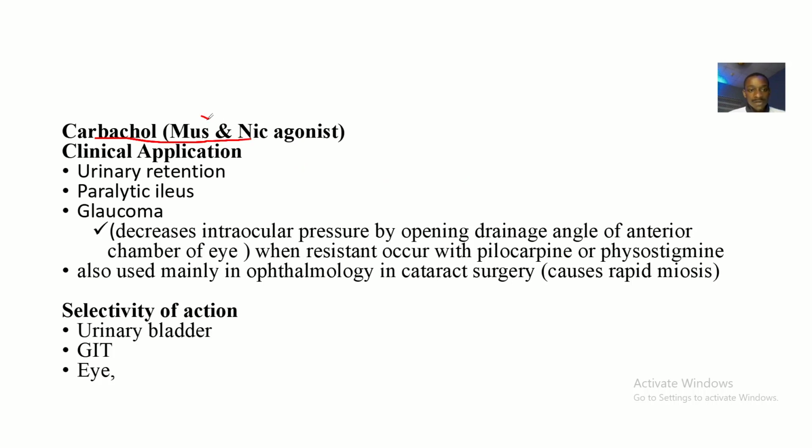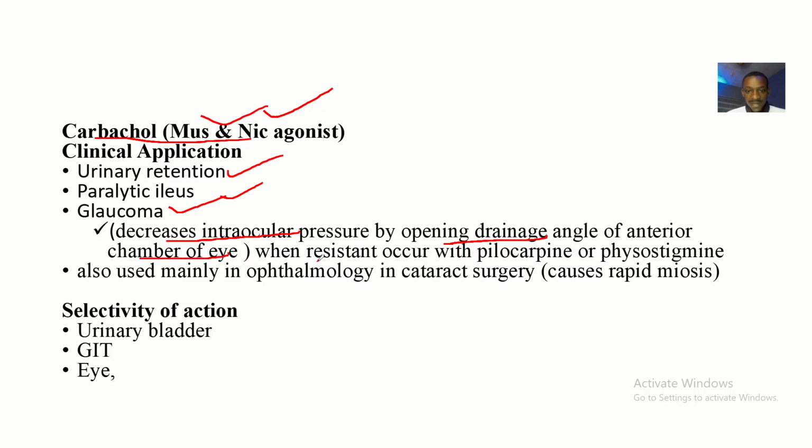Carbachol can act on muscarinic receptors and nicotinic receptors. These are receptors for acetylcholine. So clinical applications now, it can be used to treat what? Urinary retention. That's like if your bladder is retaining more urine than normal and the problem is not obstruction. So you might want to give carbachol to stimulate the muscles there. It can be used to treat paralytic ileus too. It can be used to treat glaucoma, right? And in glaucoma, it will decrease intraocular pressure by opening the drainage angle of the anterior chamber of the eye.